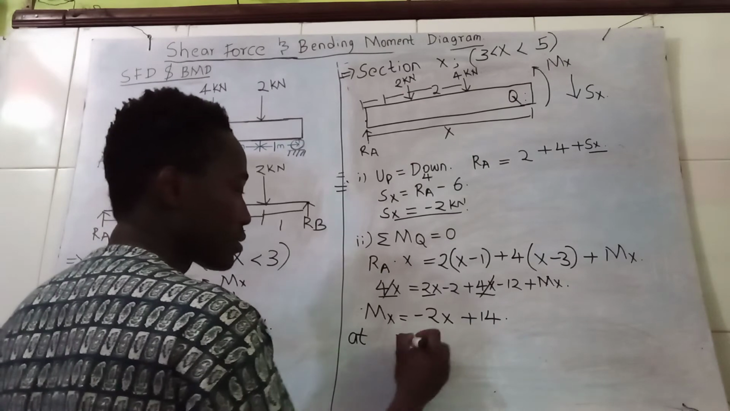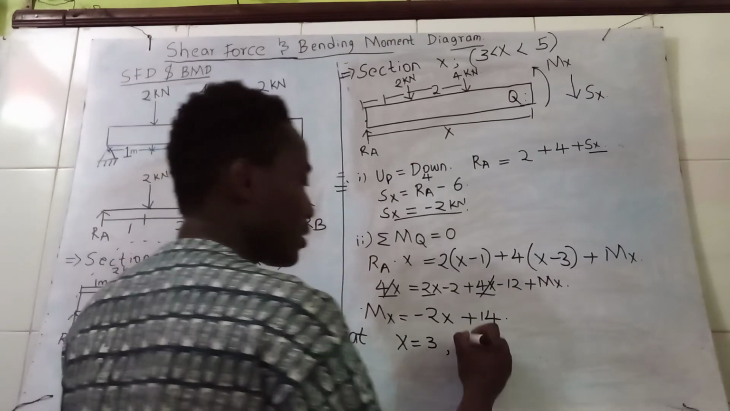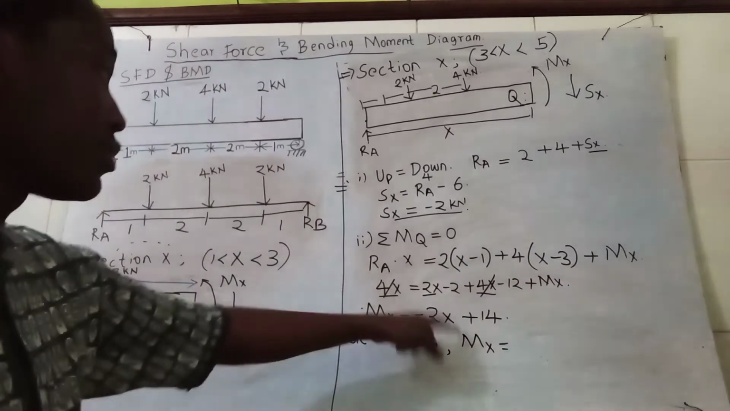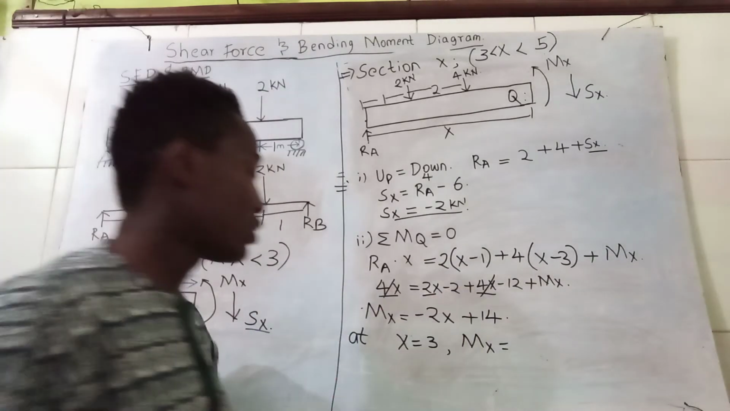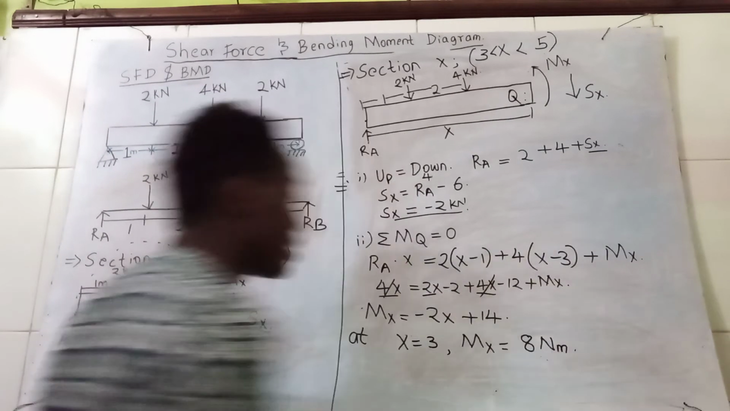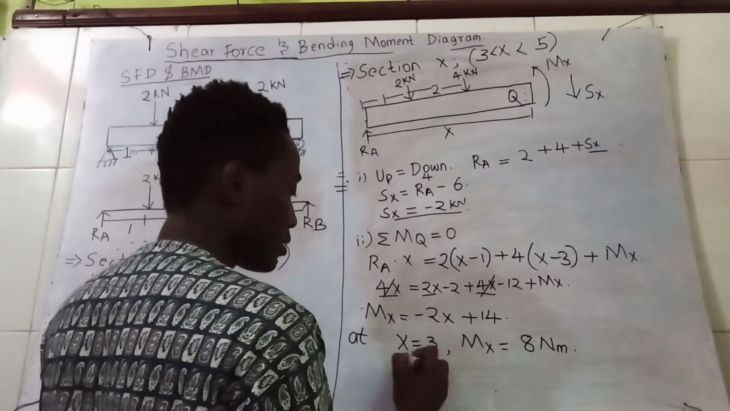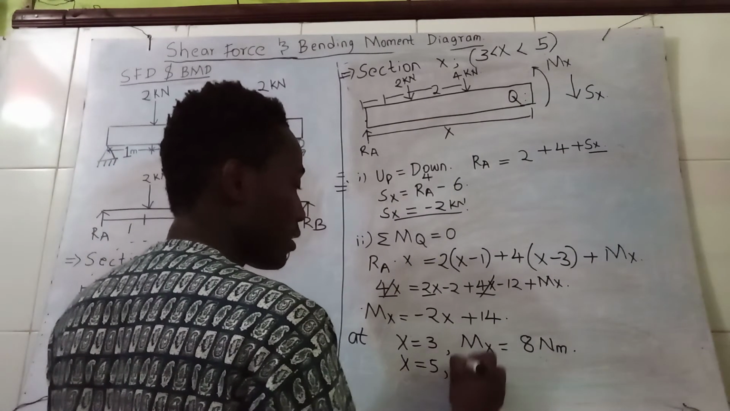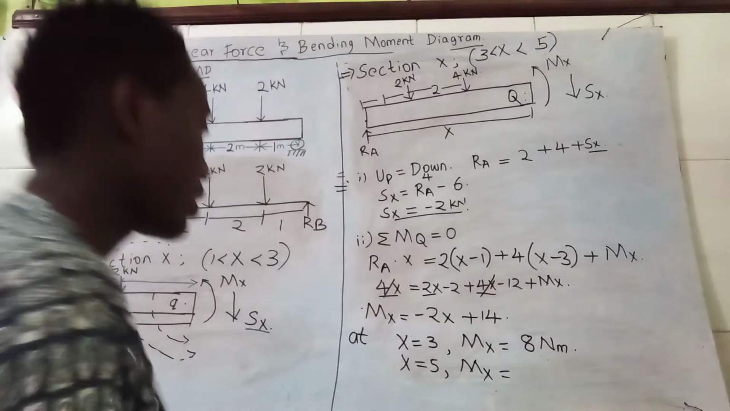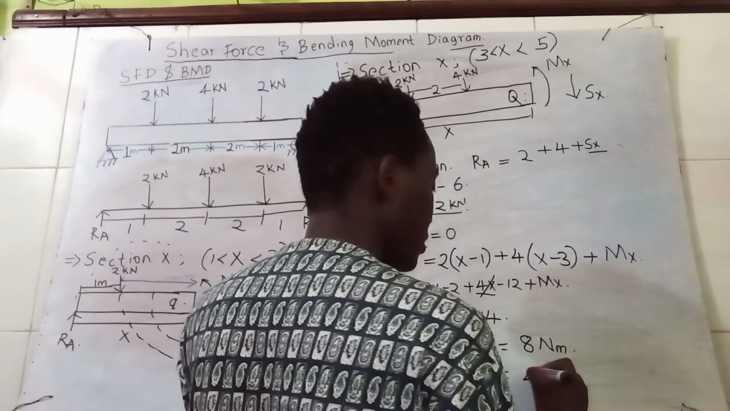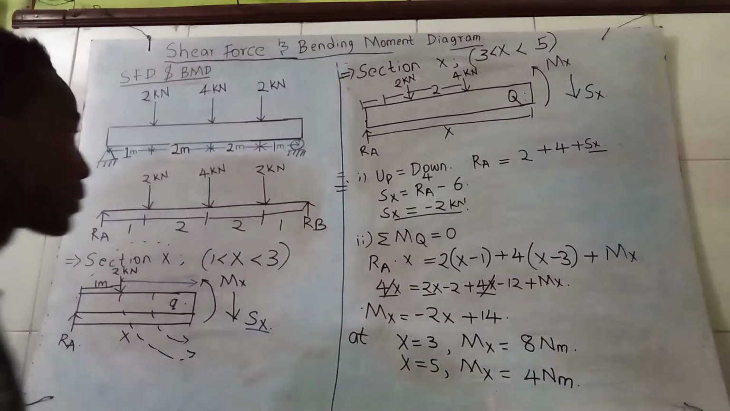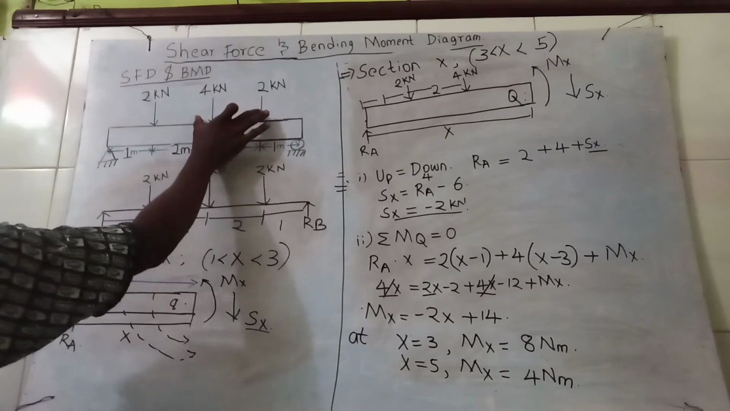So at x equal to 3, Mx is going to be given by 3 times 2, 6, negative 6 plus 14, that is 8 Newton meters. At x equal to 5, the M of x is given by 5 times 2, negative 10 plus 14, that is 4 Newton meters. So that is for my third section.